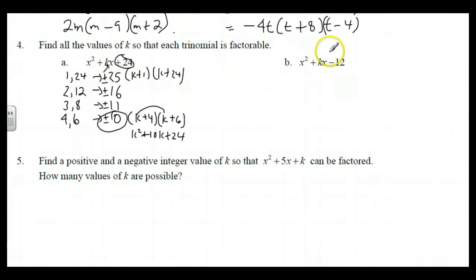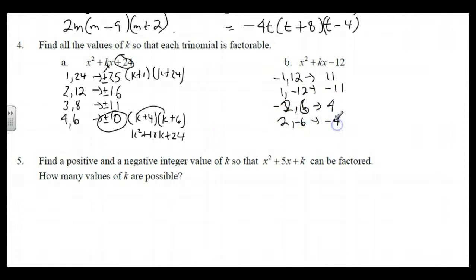Okay, what about here? So we need negative 12. So that's negative 1 and positive 12. Well, if you add those two together, you're going to get 11. But you could also do positive 1 and negative 12, which will give you negative 11. You can do negative 2 and positive 6, which will give you 4. And you can do positive 2 and negative 6, which would give you minus 4. And I think you can see the pattern here, right? We basically need all the factors of 12. 1 and 12, 2 and 6, 3 and 4.